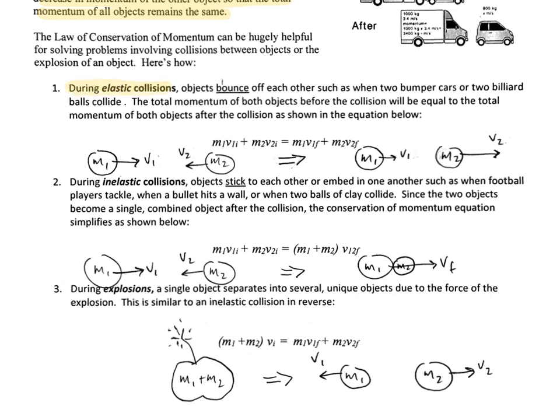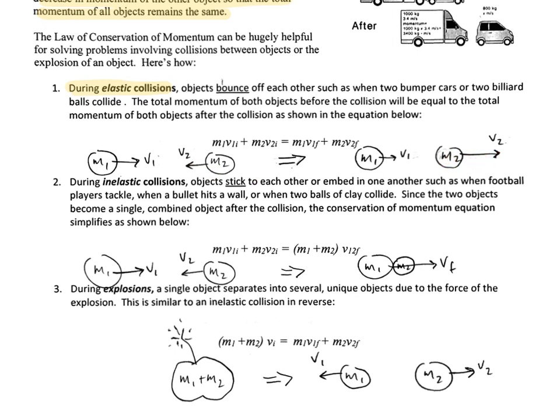During elastic collisions, objects bounce off of each other, such as when two bumper cars or two billiard balls collide. The total momentum of both objects before the collision will be equal to the total after. So for example, if you're playing a game of pool and you've got a ball moving to the right and another ball moving to the left towards each other at the same time, then after they collide, they will change direction. If this ball has more momentum, it will continue moving to the right, and this ball will change from going to the left to moving to the right.